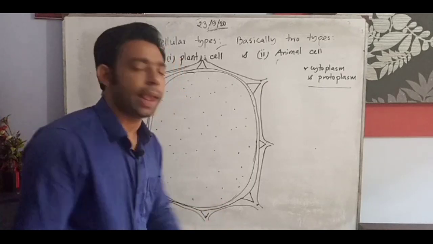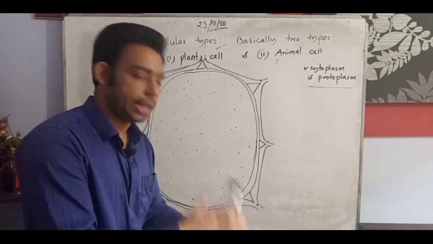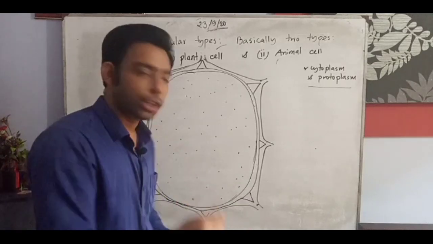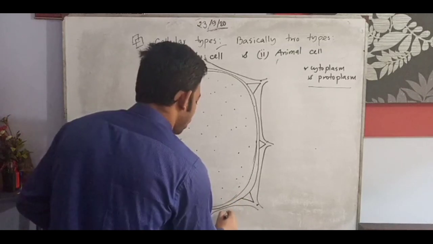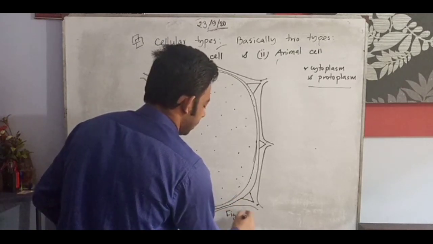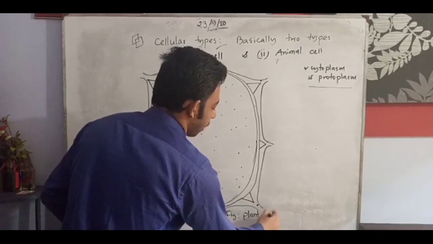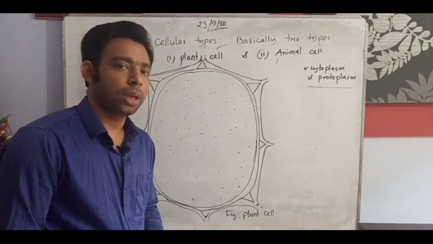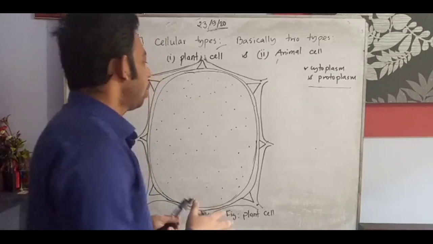If you draw any figure of any cell, any organelles, anything, you must mention below the figure what the figure is. Figure: plant cell. You must write this, because if you don't, 0.5 marks will be deducted. Okay, so this one.